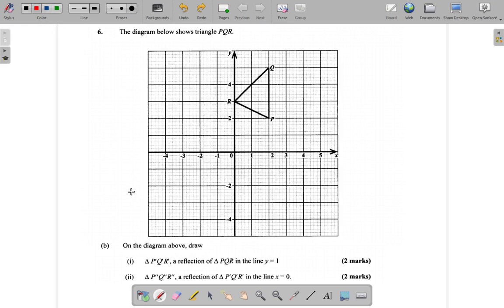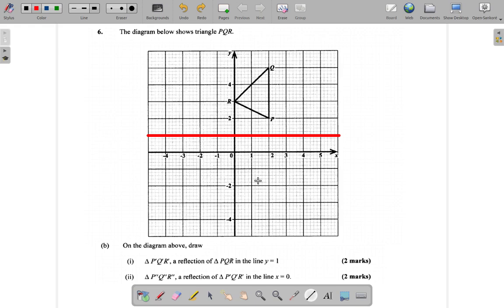Let's identify the line y equal 1 first of all. On the line y equal 1, every point on it will have y being 1, even though the x values change. So what do you think that line is? Where is it that y is equal to 1? It's right here. So if y is 1 here, this line would go right across here. So that's the line y is equal to 1. And we want to reflect this triangle over this line.